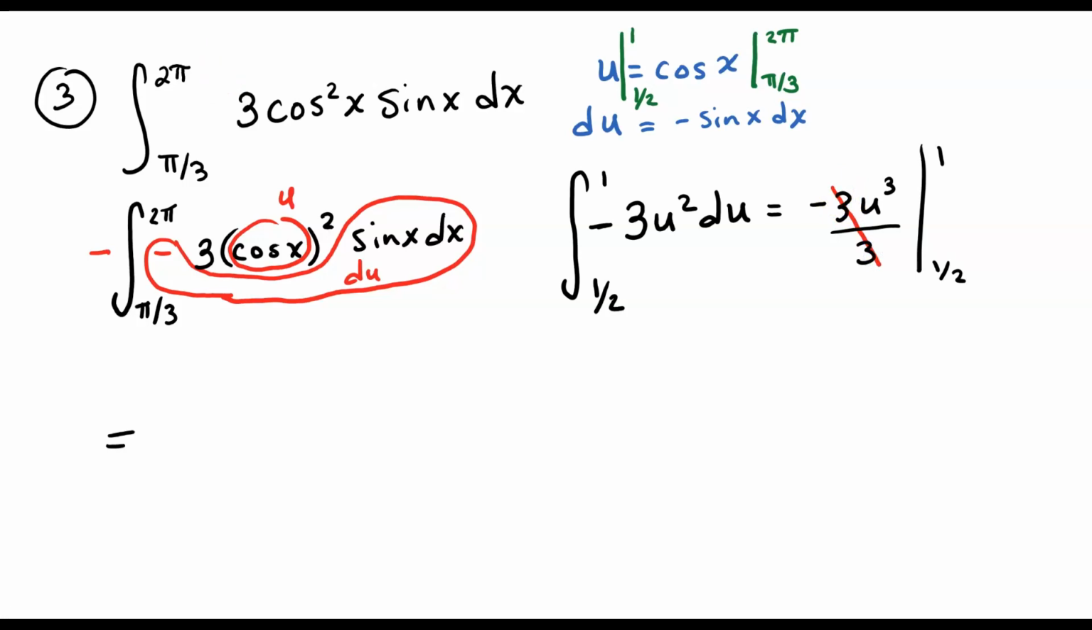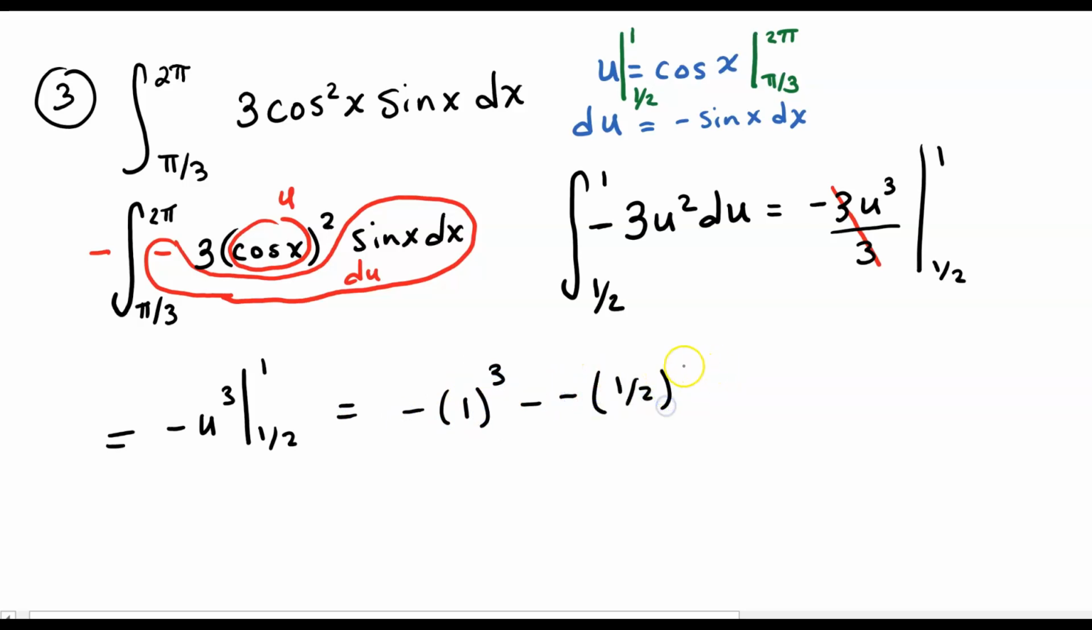So what we're going to do is we're going to say, okay, I have negative u cubed evaluated from 1/2 to 1. And I get something that looks like this, a negative of 1 to the 3rd power minus a negative of 1/2 to the 3rd power. Okay, and it looks like that. The minus makes for plus, and so we end up with something that looks like this, negative 1 plus 1/2 cubed is 1/8. Okay, 1/2 cubed is 1/8. We do that subtraction and we get negative 7/8 as our answer.